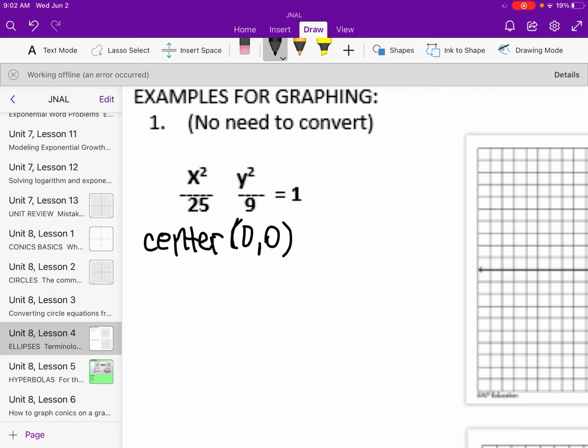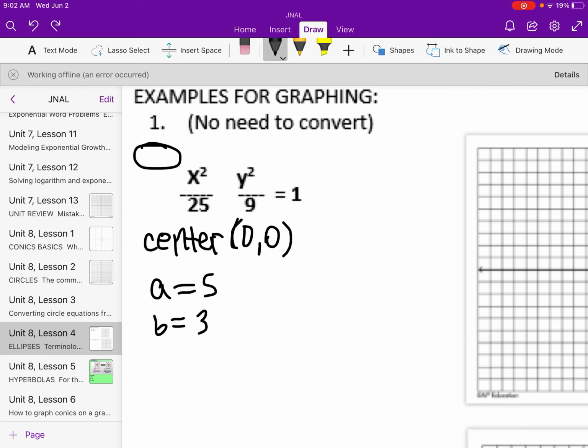Then let's figure out what A is and B is. A is going to be, well, we said that the greater number is A, 25 is greater, and since it's under the X, we are going to have a horizontal ellipse. So at least we know that. That's kind of what it will look like. A is not 25, though. It is 5, because we said that it's A squared. So if A squared is 25, then A is 5. B would be 3, because B squared is 9, so that means B is 3.